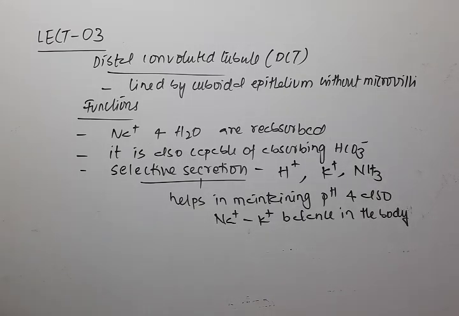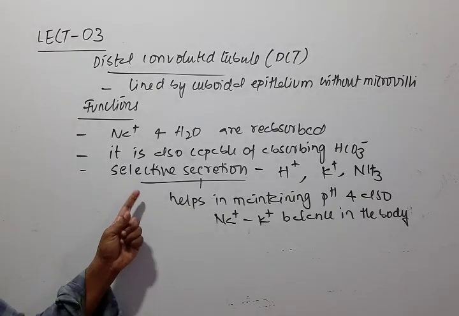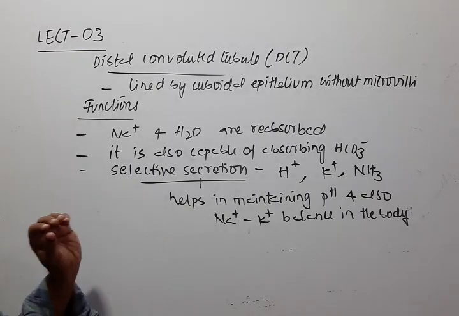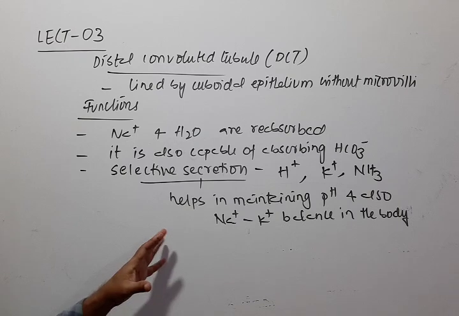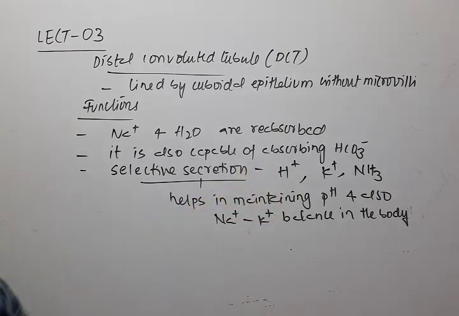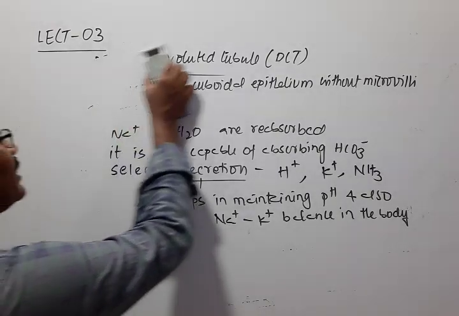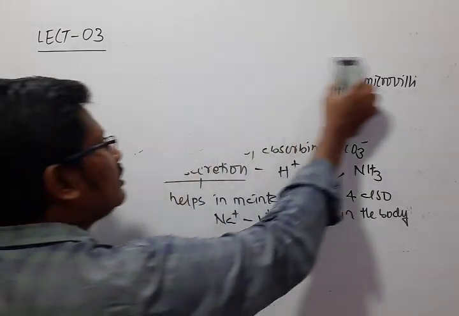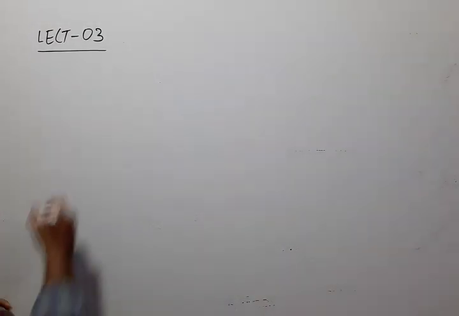So selective secretion simply means that selectively it will release substances into the filtrate, like hydrogen, potassium, and ammonia, and that will help in maintaining the pH and also the sodium potassium balance in the body. So that's about some functions of the DCT. Then let's look at the functions of the collecting duct.